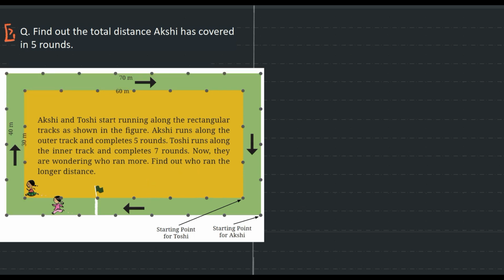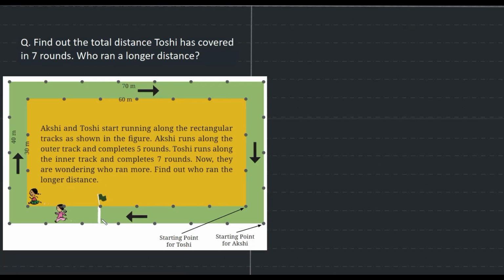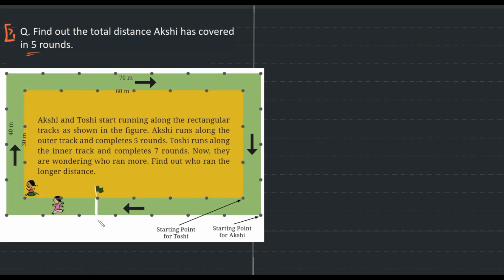So we're approaching this particular question by finding one thing at a time. So we are figuring out how much Akshi has run with 5 rounds, and then we'll look at Toshi and then compare. So let's do that. First thing is you need to recognize what structure we are looking at. So it's a 4-sided figure, right? And you can see that opposite sides are equal, thus making it a rectangle.